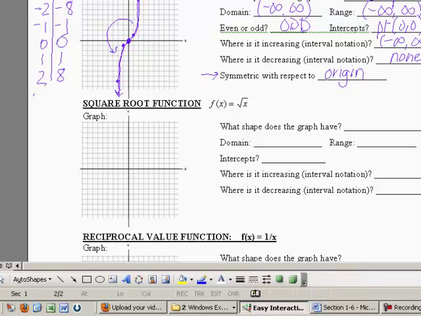Okay, square root function. Let's make a table again. -2, -1, 0, 1, and 2. Let me start at 0. The square root of 0 is 0. The square root of 1 is 1. The square root of 2, I don't know that well, so I'm just going to leave it as the square root of 2. But 4 I know, the square root of 4 is 2. And I know I jumped there, but I wanted to get us another nice value.